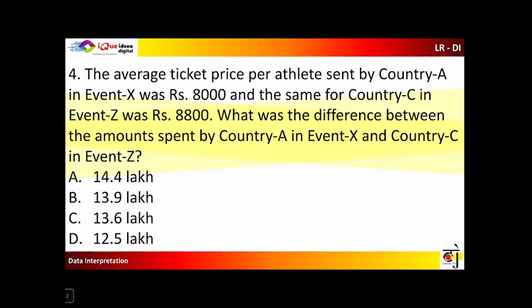Let's go. The average ticket price per athlete sent by country A in event X was 8,000 and the same for country C in event Z was 8,800. So what was the difference between the amounts spent? Approximation cannot be done. Yeah, it's a bit of a problem. This is just for those who don't understand too much of math. How much difference will approximation make? 87.5, yes, that's the problem.